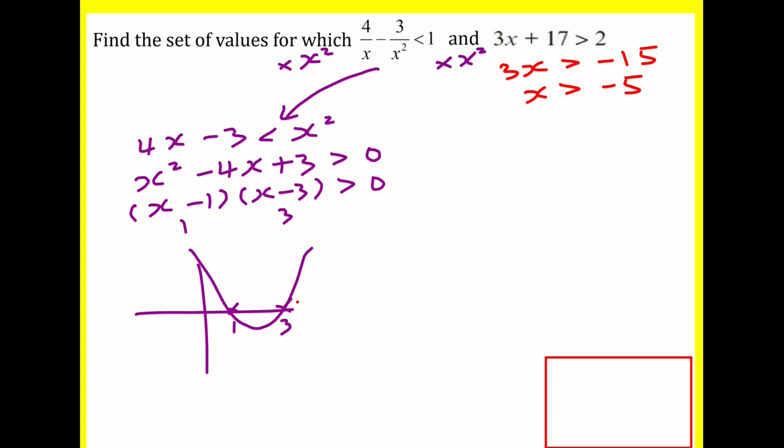Greater than 0. So again, it's actually this way and this way. So x is less than 1 or x is greater than 3.